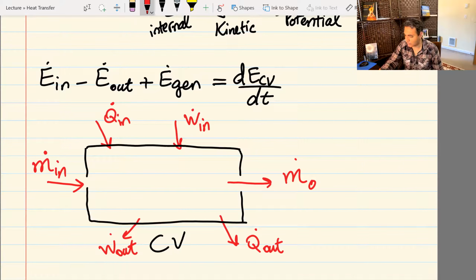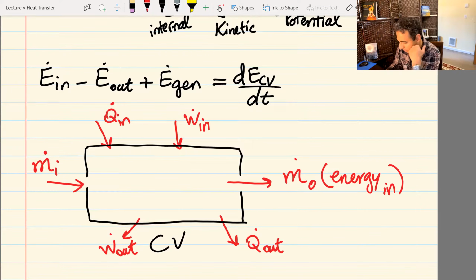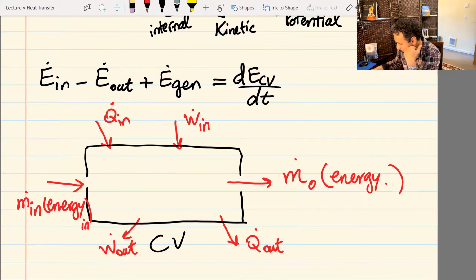So that gives you some sort of energy in and energy out. I'm just going to say that m dot times the energy that goes in, some sort of energy in, and of course we have m dot times energy out. I'm sorry, let's fix that.